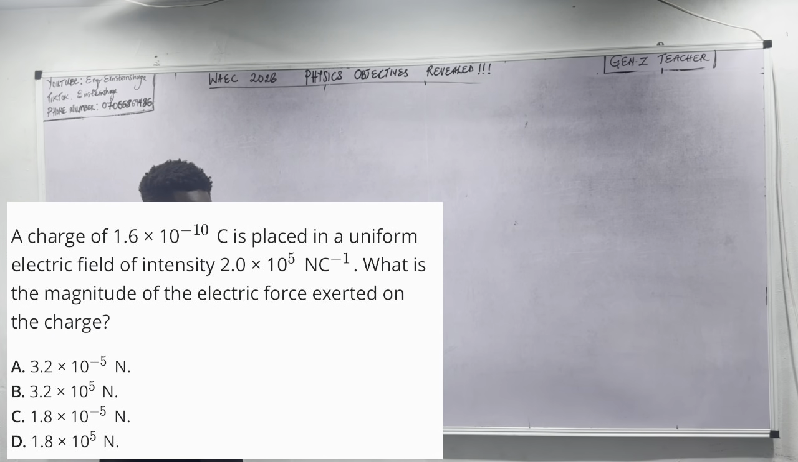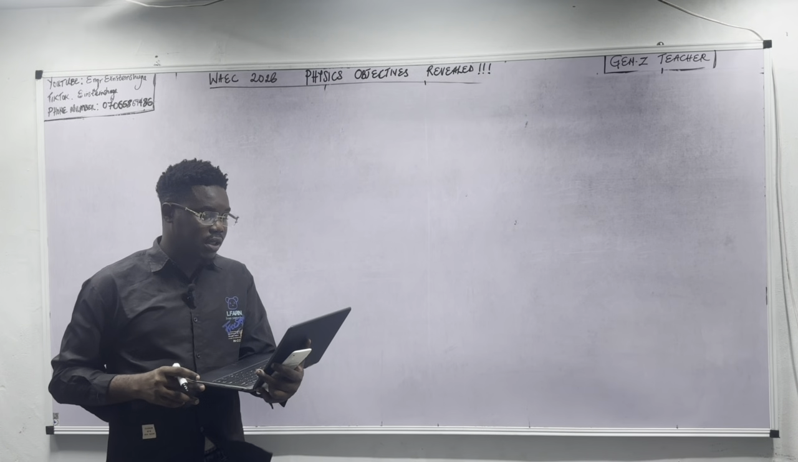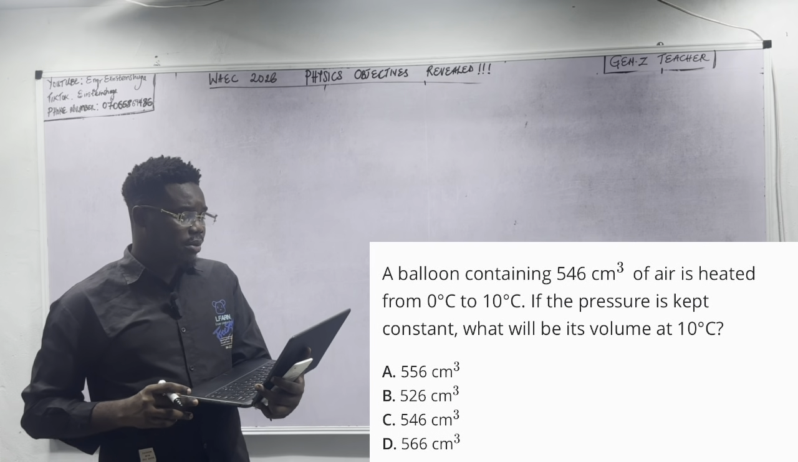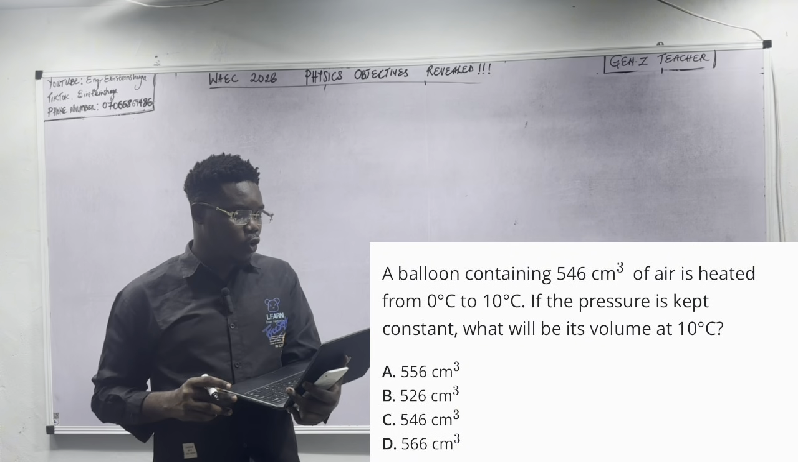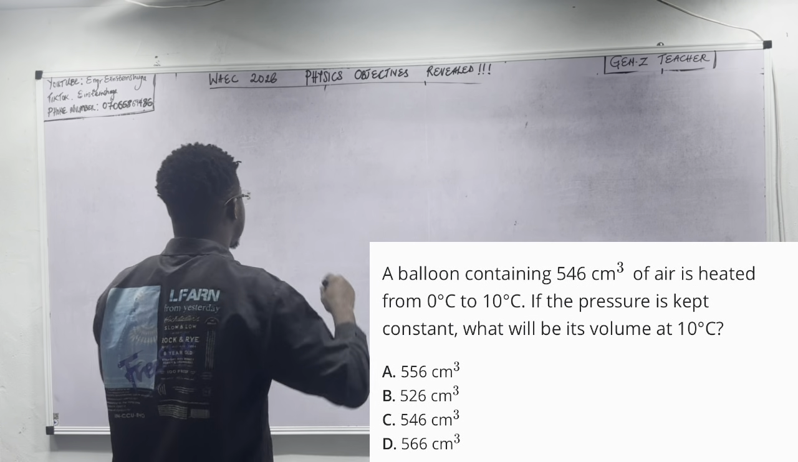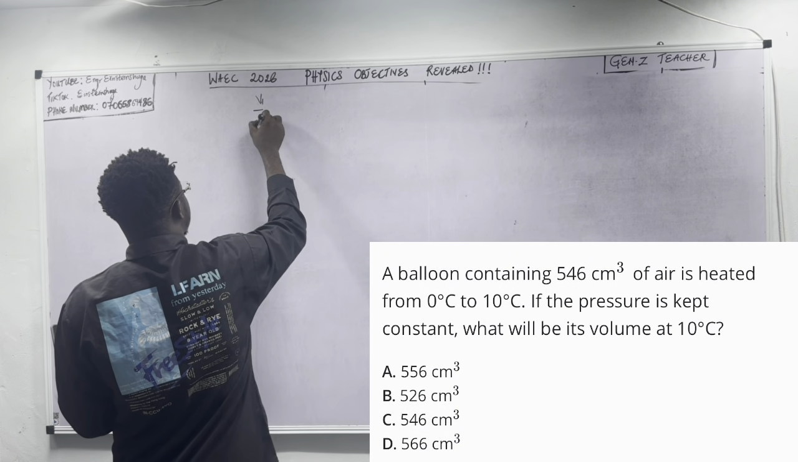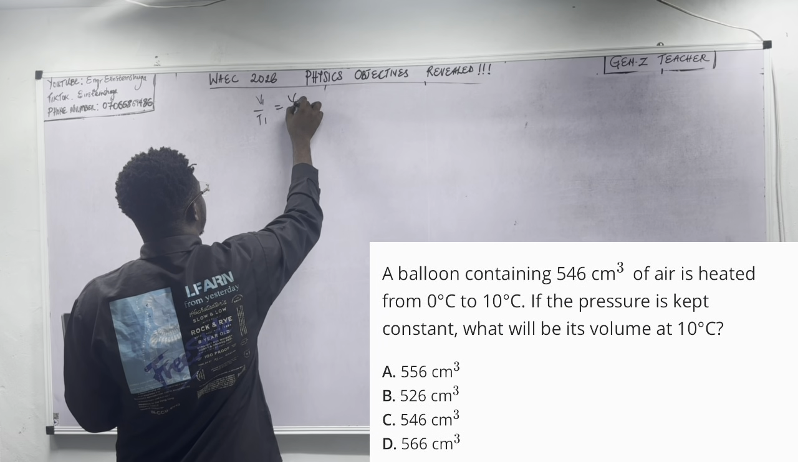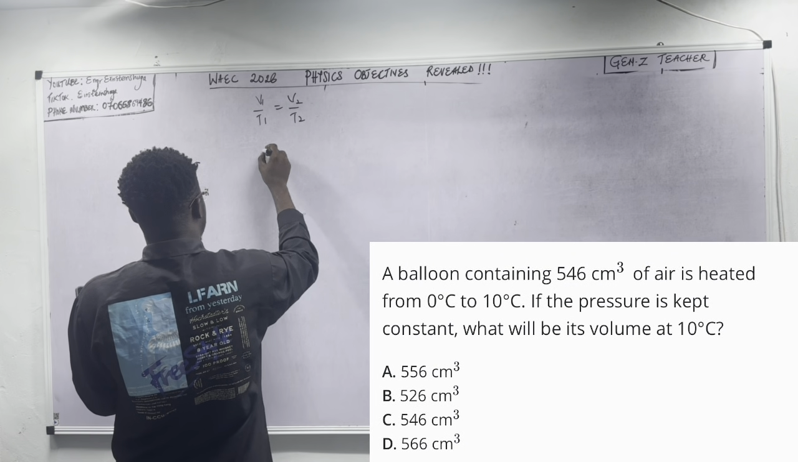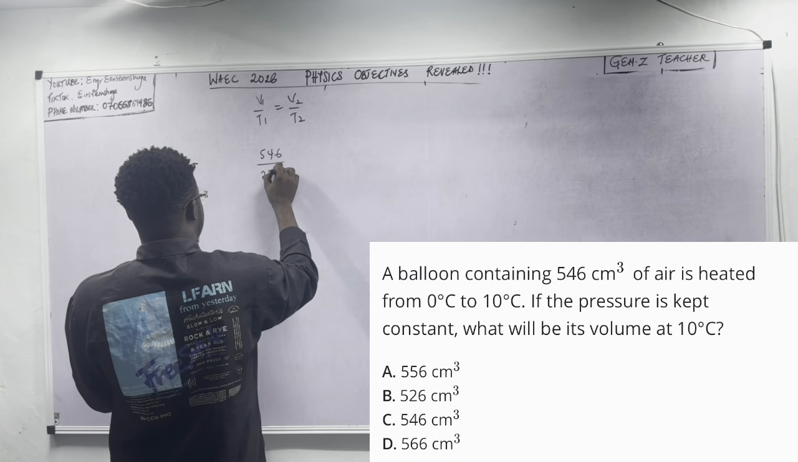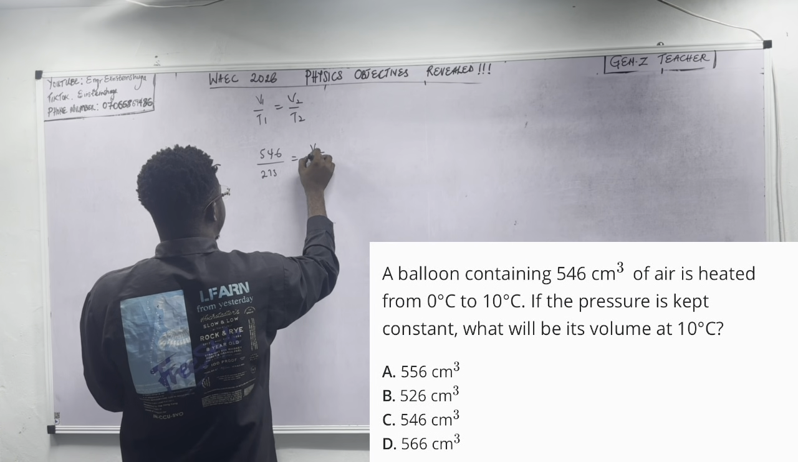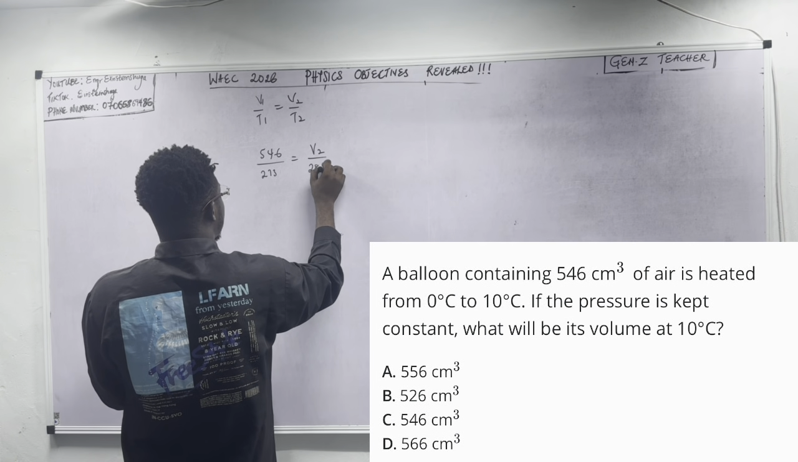Number 37. A balloon containing 546 cm³ of air is heated from 0 to 10 degrees Celsius. If the pressure is kept constant, what's the volume at 10? Now, we are applying Charles' law. Recall V1 over T1 equals V2 over T2. The initial volume was 546. Temperature was 0, that's 273 Kelvin. We are finding the new volume at 10, and that will be 283 Kelvin.